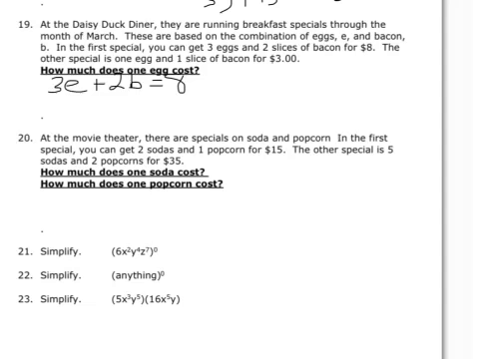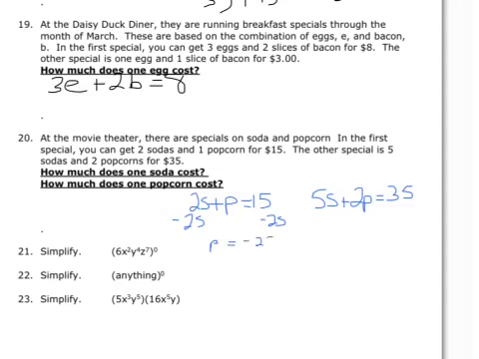Okay, so we have 2 sodas plus 1 popcorn equals $15. And we also have 5 sodas plus 2 popcorns equals $35. So I'm going to put both of these into P equals. So I want to get P by itself here and here. So on this first one, I will move the S's to the other side, and I get P equals negative 2S plus 15.